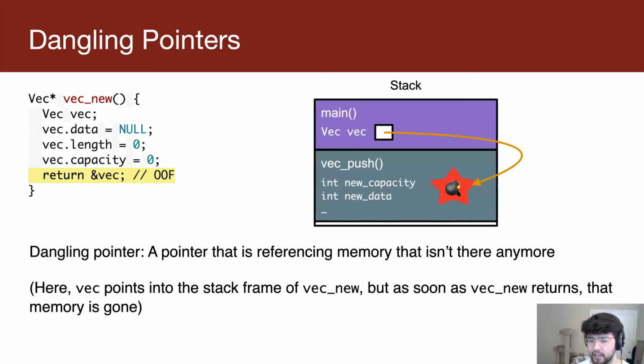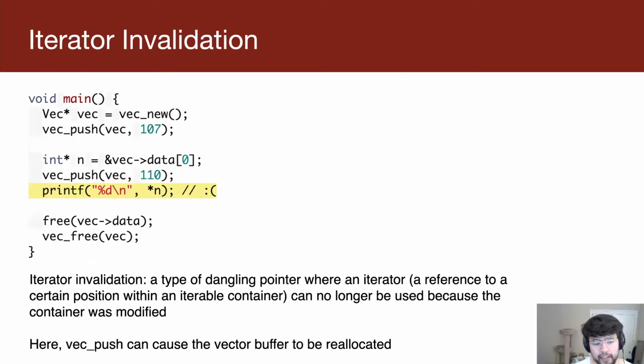It's just garbage stuff. And if you try to use this data as a vector, you're going to be in trouble because there's arbitrary information there now. So that's not so good. And there's also another kind of dangling pointer in here, which is called an iterator invalidation bug.